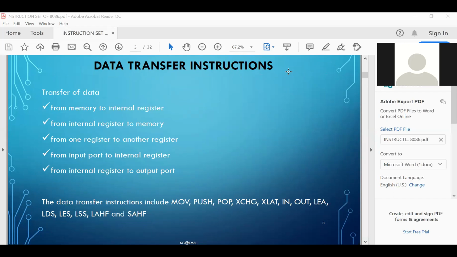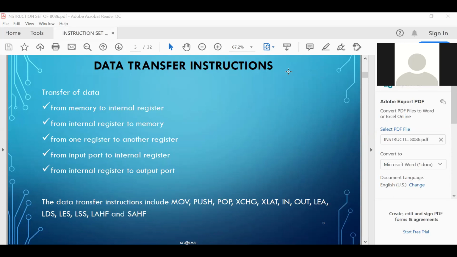Now, data transfer instruction means you need to transfer the data from one position to another position, source to destination. So data can be transferred in this way, so that the previous content of source would not be modified, or that will not be altered anyway.